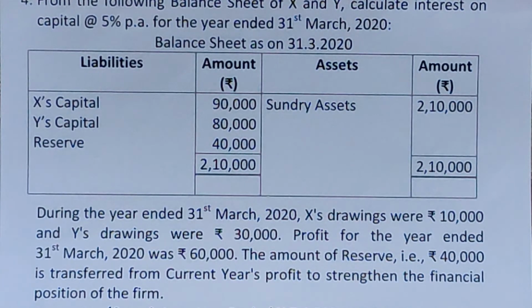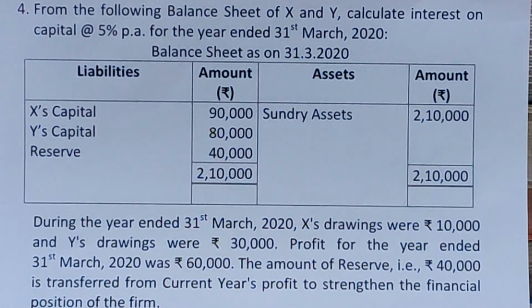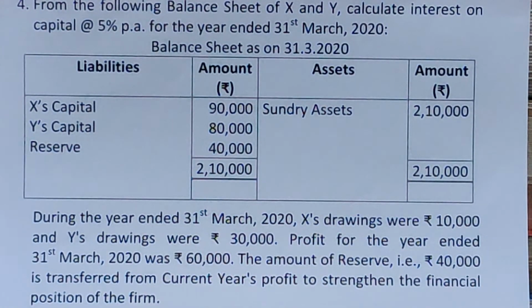Reserve is 40,000 rupees. Sundry assets 2,10,000 rupees. During the year ended 31st March 2020, X's drawings were 10,000 rupees and Y's drawings were 30,000 rupees. Profit for the year ended 31st March 2020 was 60,000 rupees. The amount of reserve, that is 40,000 rupees, given in the balance sheet is transferred from current year's profit to strengthen the financial position of the firm.